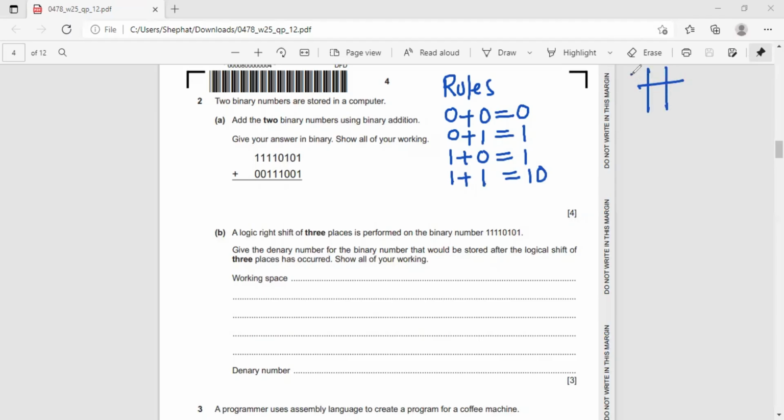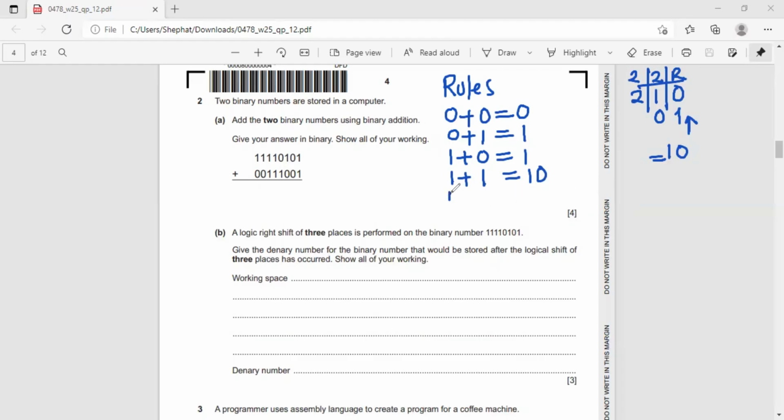So 2 into 2 is 1, remainder 0. 2 into 1 is 0, remainder 1. In binary, we read upward like this, so it will be 1, 0. So you see 1 plus 1, we have 1, 0. This is not 10, it is 1, 0. It's in binary. What it means is that you are going to write a 0 and you carry a 1.